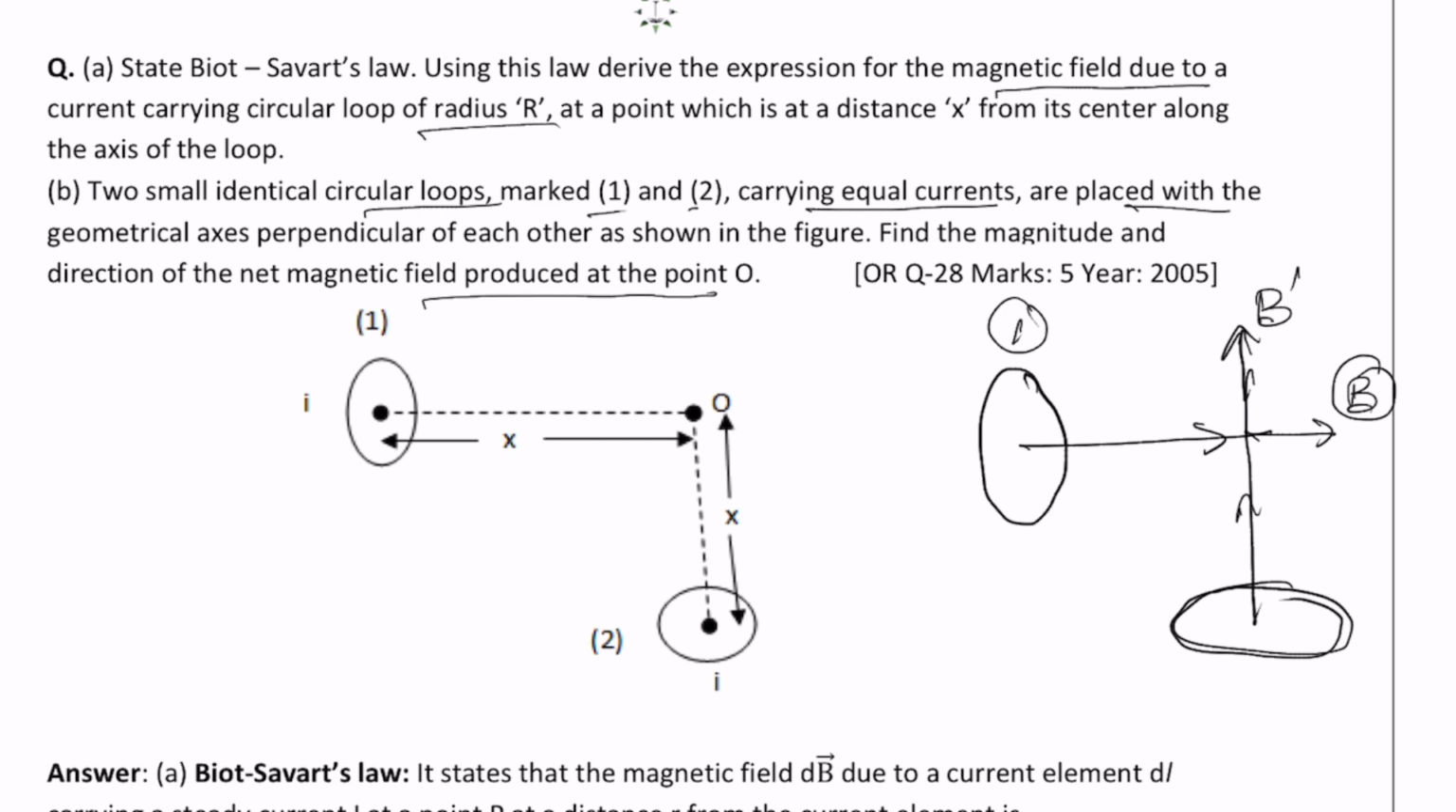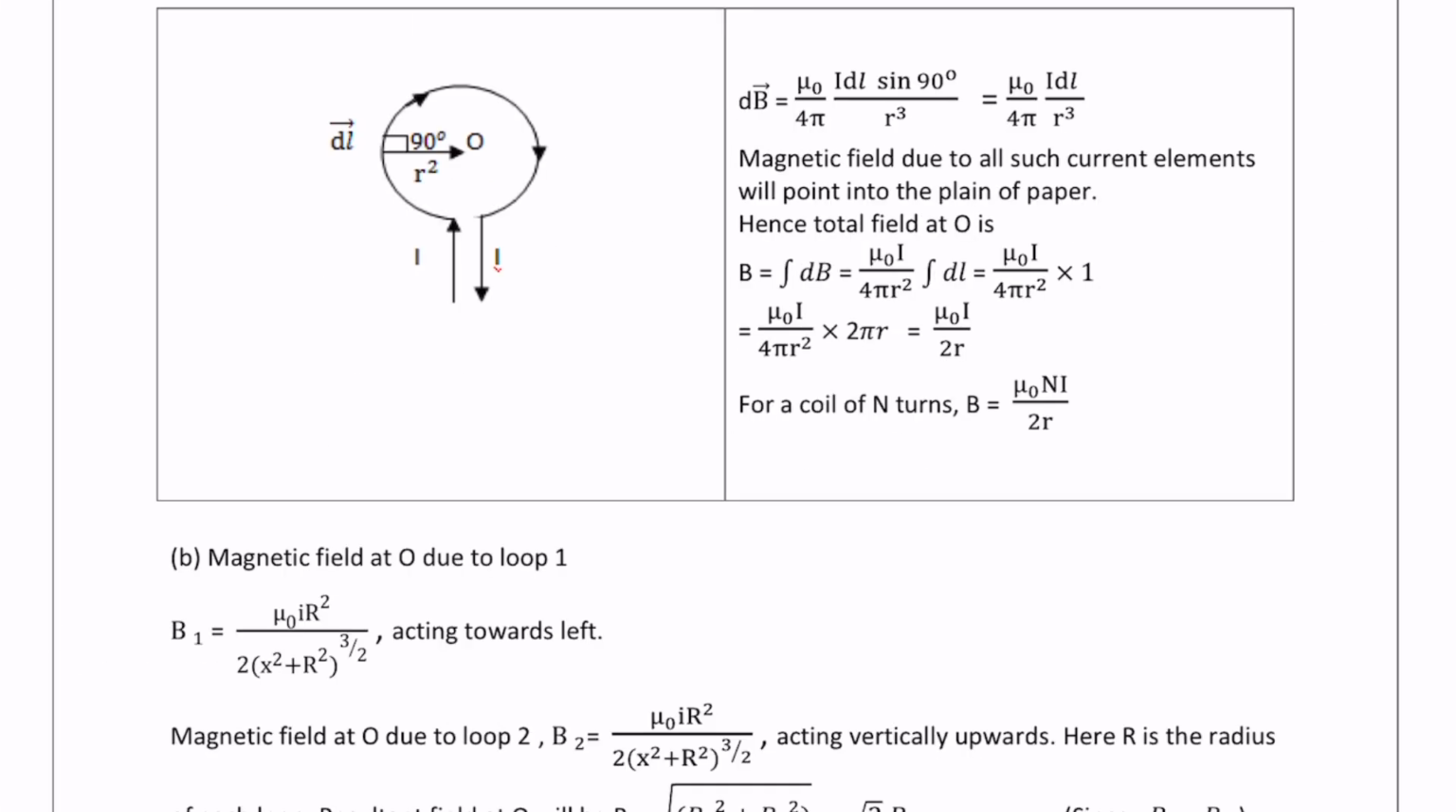Okay, so these two magnetic fields are at right angle, correct? So what is the direction and what is the magnitude? So we have to use the law of parallelogram of vectors. So first of all, the Biot-Savart law is explained. Now this part, two magnetic fields at right angle, correct?